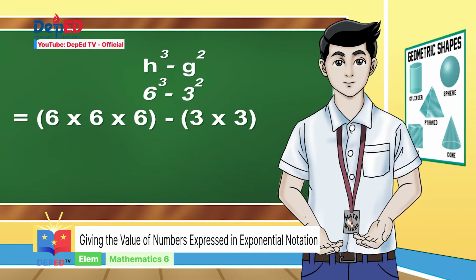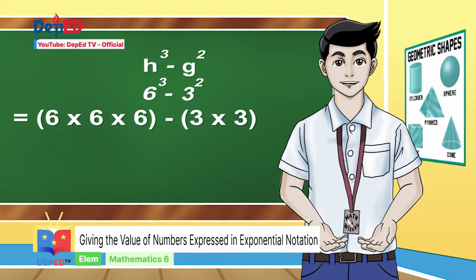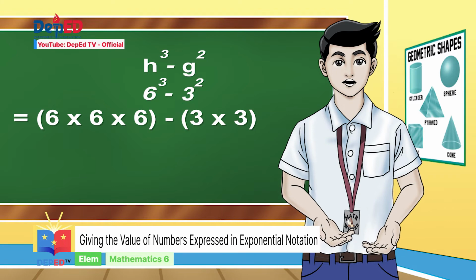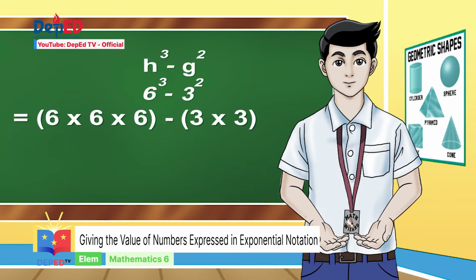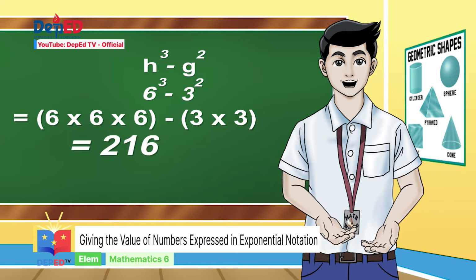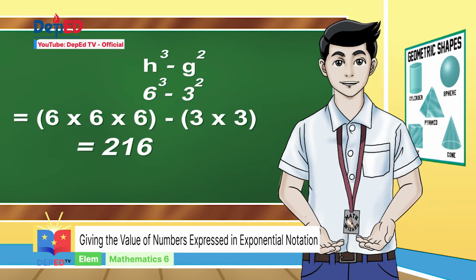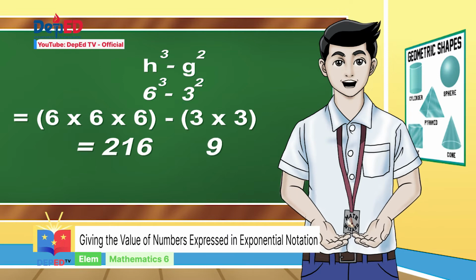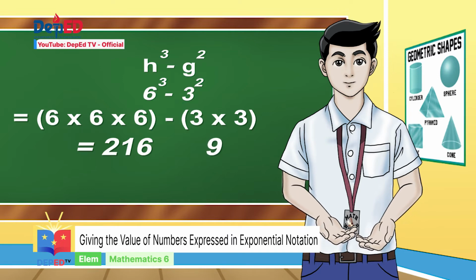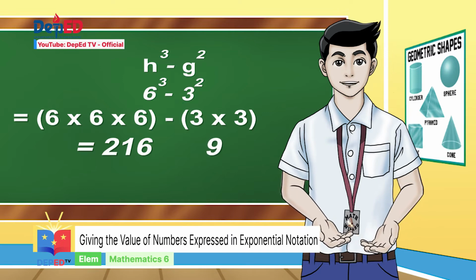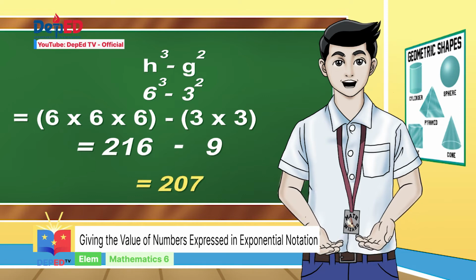Now, I get the value of each expression by using repeated multiplication. 6 times 6 times 6 is equal to 216, while 3 times 3 is equal to 9. Then, 216 minus 9 is equal to 207.